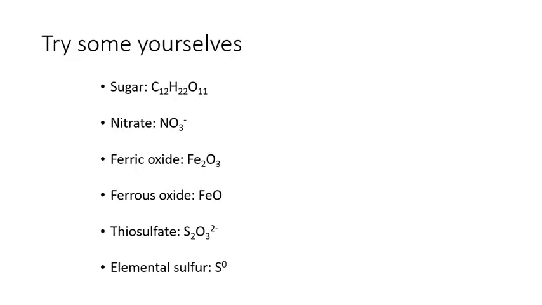So I'd like you to take a minute, maybe pause the video, and try to calculate the oxidation states for various elements in each of these compounds. Here are the answers. For sugar, the oxidation state of carbon is 0. The oxidation state of nitrogen in nitrate is +5. The oxidation state of iron, when it's ferric iron, is +3. The oxidation state of iron in ferrous oxide is +2. The oxidation state of sulfur in thiosulfate is +2, and the oxidation state of elemental sulfur is 0.